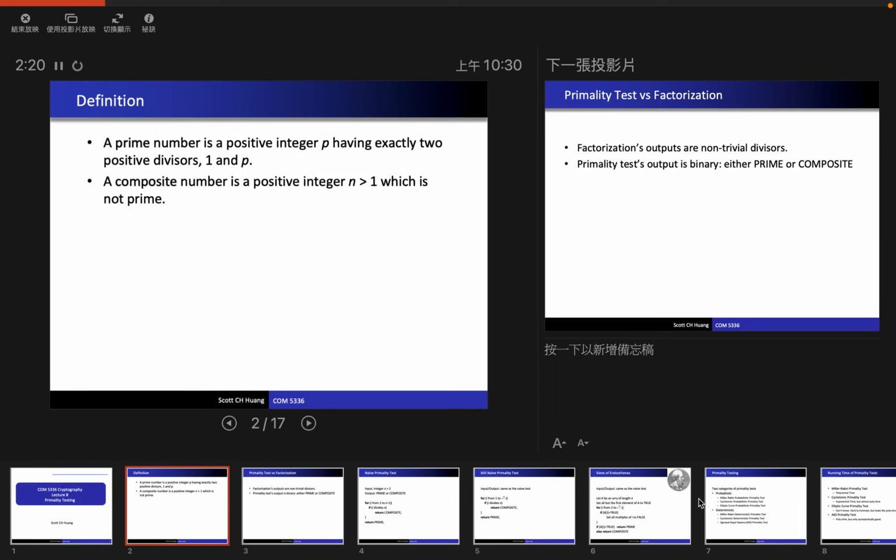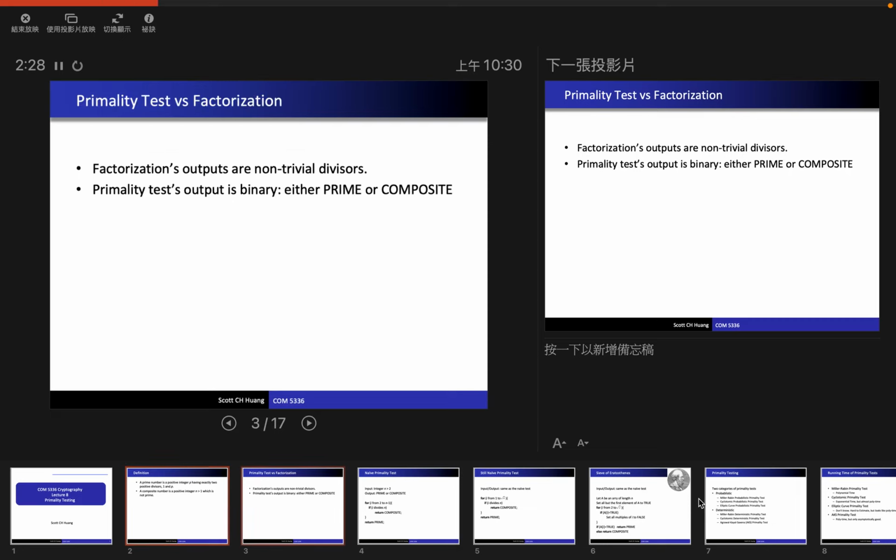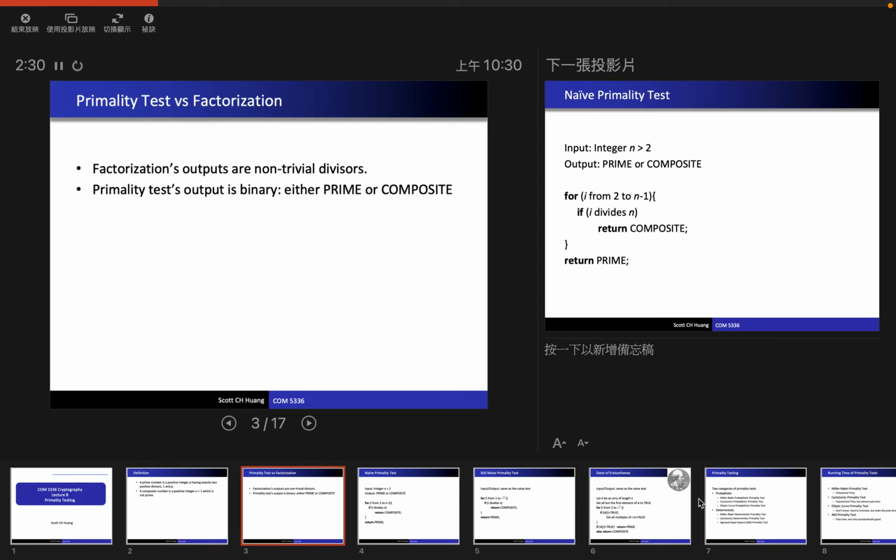A prime is an integer, we all know that, that only has two positive divisors, one and itself. So we're not working on factorization, we're just testing primes. That is what this lecture is dedicated to. Factorization gives you more information. It lists all factors. Obviously, if there are no other factors, it's a prime.